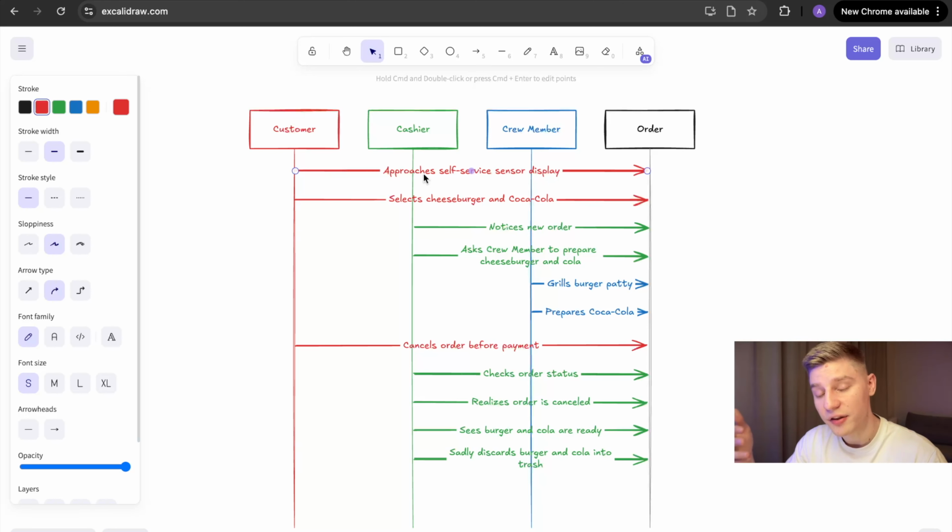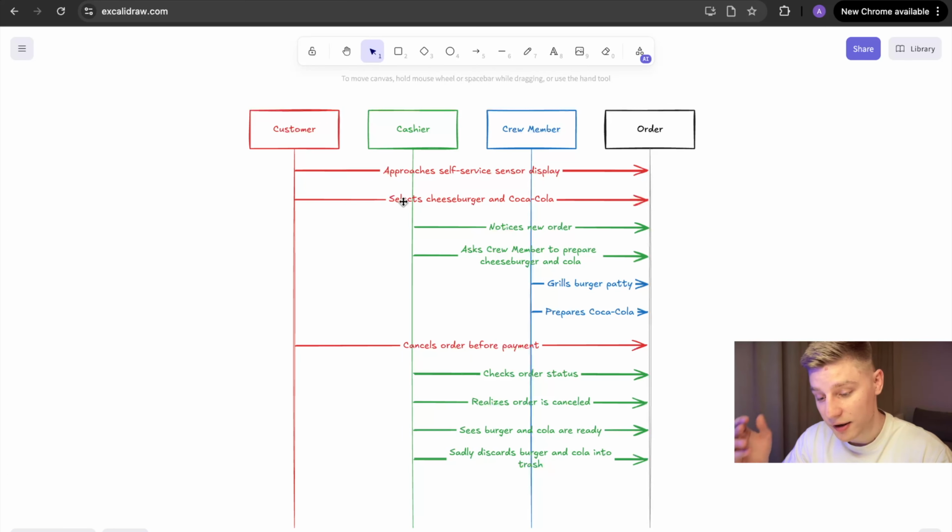And the display under the hood uses the transaction isolation level read uncommitted. What kind of situation can happen? So basically, he selects a cheeseburger and cola, so the database creates an entry in the order with the new client ID, and the cashier sees that a new order has been created, so he asks a crew member to prepare the cheeseburger and cola. So the crew member grills a burger patty, prepares Coca-Cola, and all of a sudden the customer decides to cancel the order due to some reason and without paying for it.